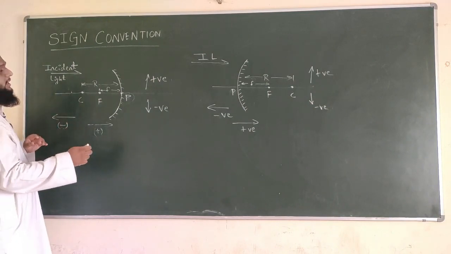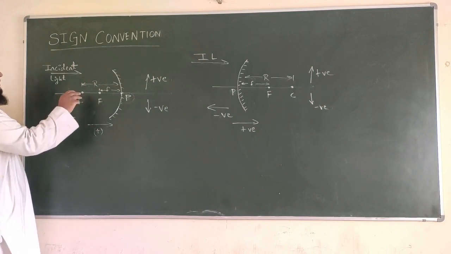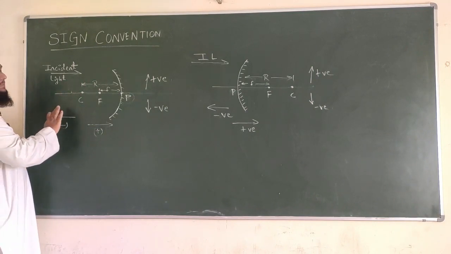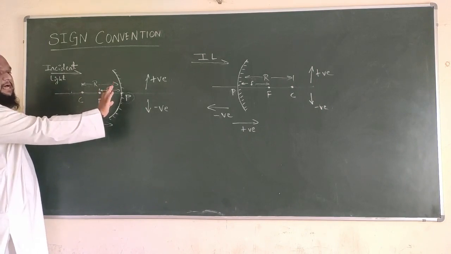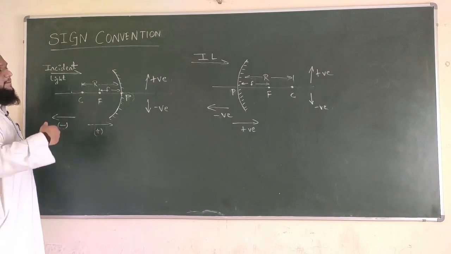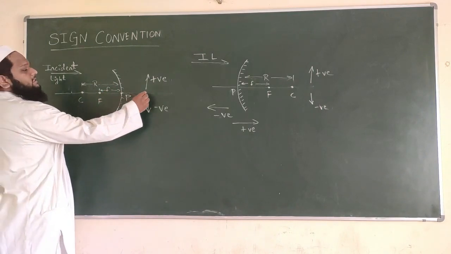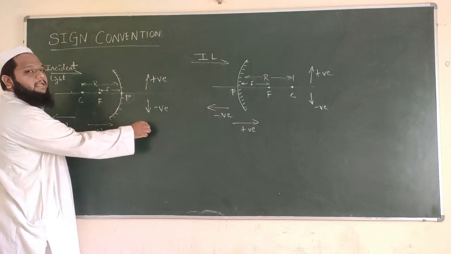So you are clear with 2 points. One is everything is measured from the pole. Second thing, the distances are measured to be positive in the direction of incident light. The distances are measured to be negative in the direction opposite to the incident light. Coming to the next thing, all the distances above are taken positive, all the distances below are taken negative.